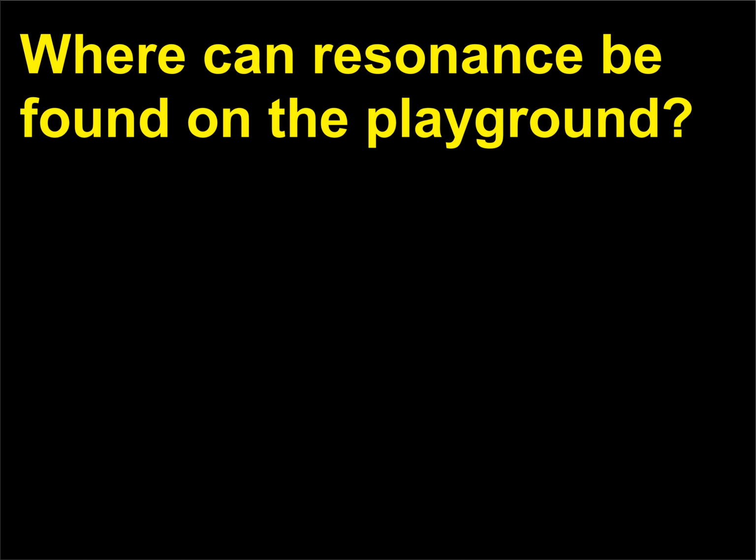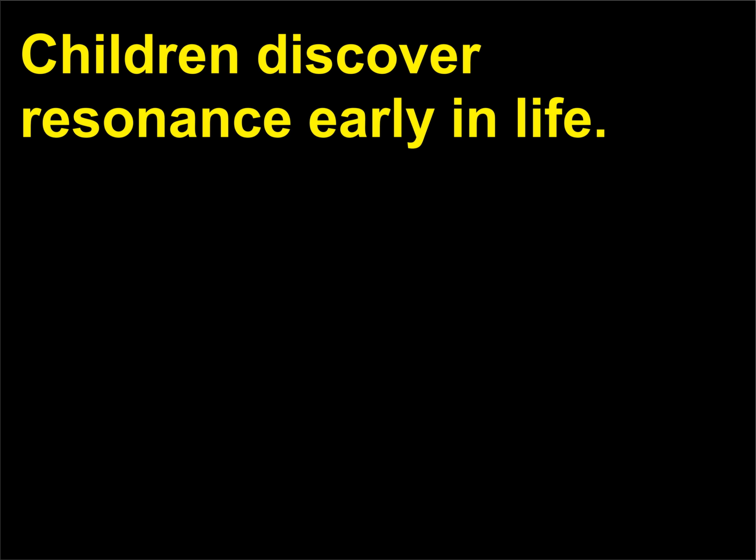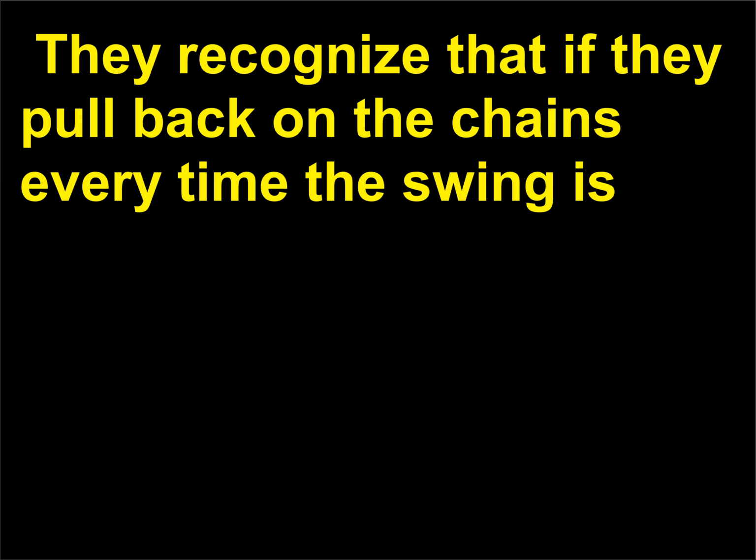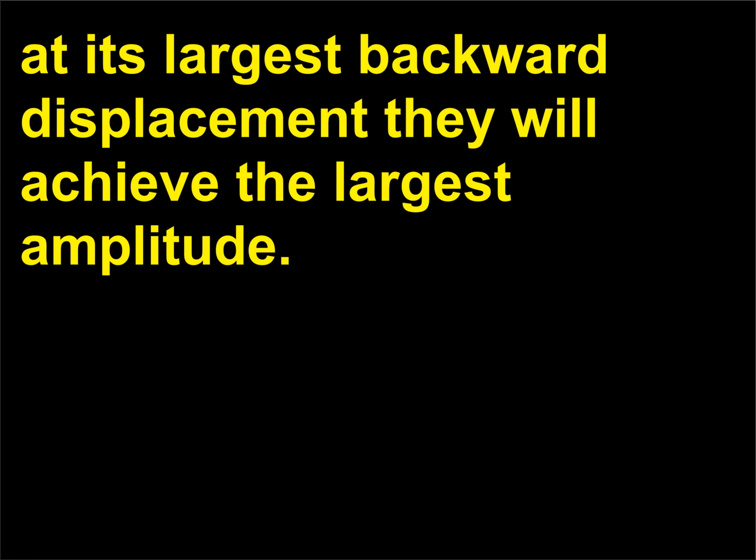Where can resonance be found on the playground? Children discover resonance early in life. When playing on swings, they use their arms and legs to pump themselves back and forth on the swing. They recognize that if they pull back on the chains every time the swing is at its largest backward displacement, they will achieve the largest amplitude.